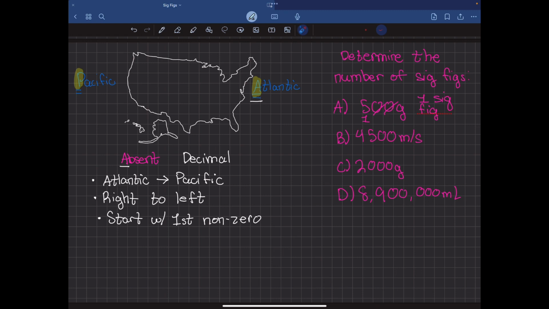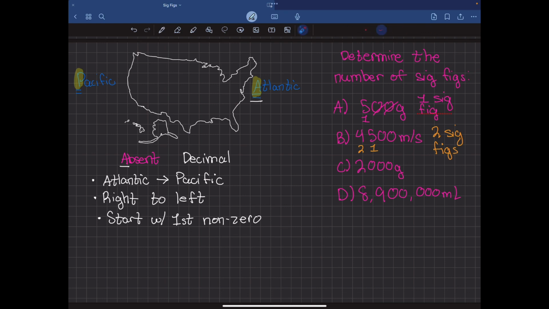Next, let's go to the next number. Another 0 does not count. Here we go. 5. That is our first non-zero number, so that is our first sig fig. And now continuing right to left, 4. 4 is a non-zero number, and we're done. So from this number, we have 2 sig figs.